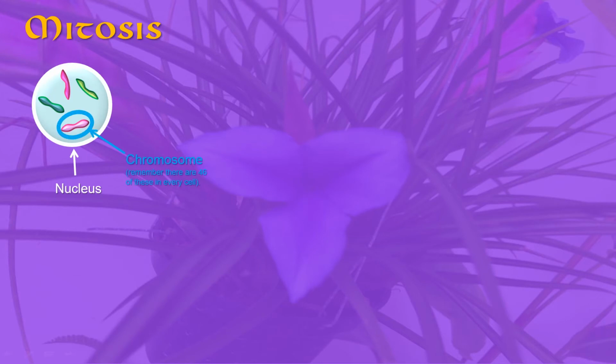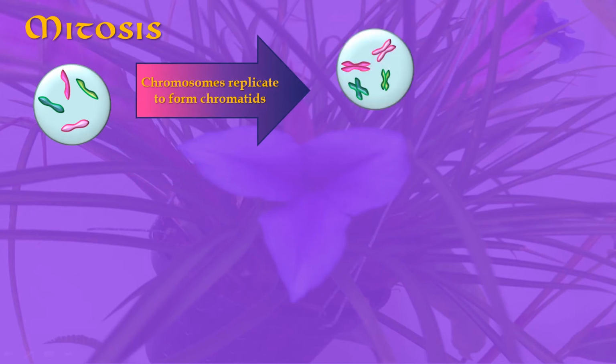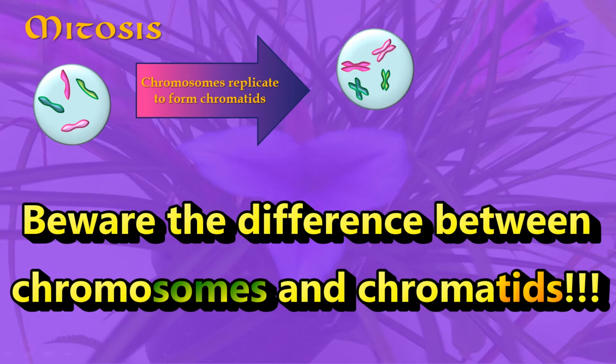Let's look visually at mitosis. Here is a cell nucleus with some chromosomes added. We have only put a few in. Remember, there are 46 of these in each human cell nucleus. These chromosomes replicate to form chromatids, and those little X shapes are now called chromosomes, each made of two chromatids.